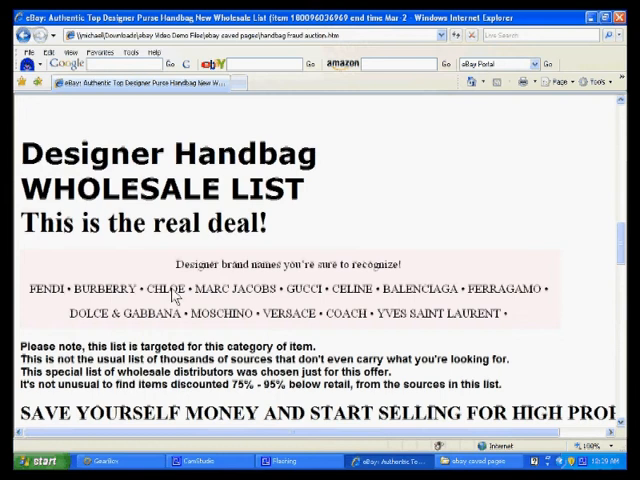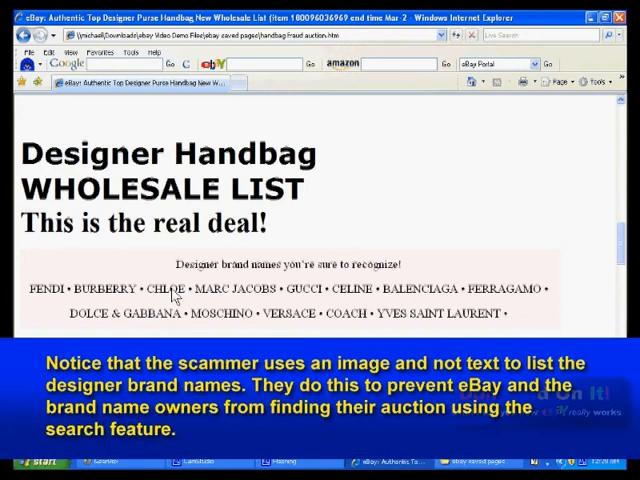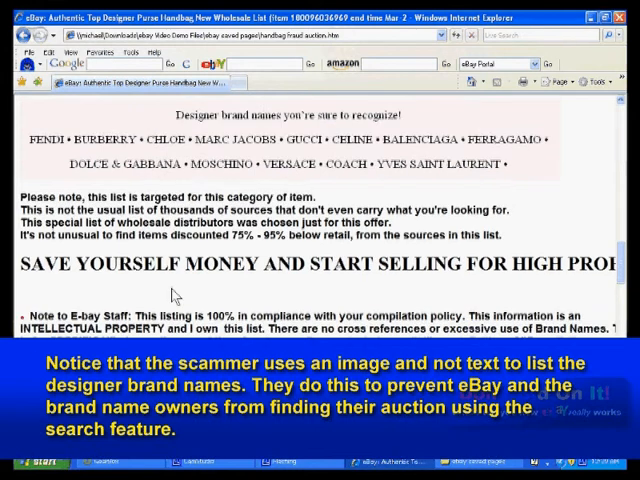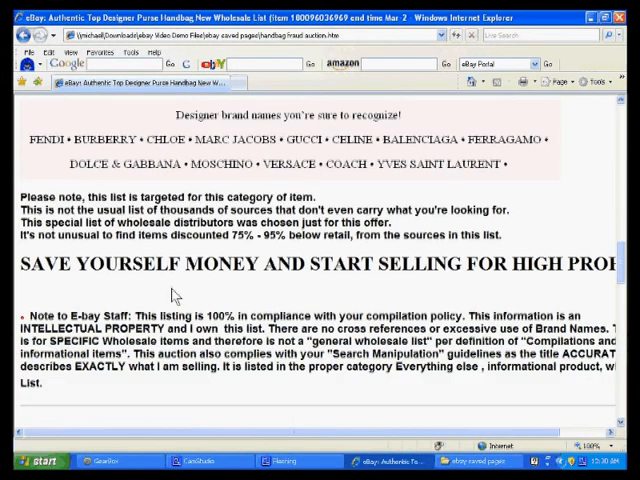As we scroll down, we see the auction listing has a number of designer brand names, and it again says, "Designer Handbag Wholesale List, this is the real deal." Again, they also show the photograph of the purse at the bottom. This auction is not actually selling a purse, it's selling a list of companies. You'll notice this one also has a note to eBay staff: "This listing is 100% in compliance with your compilation policy." Any auction that has to give a notice saying that it's in compliance, or saying that it's legal, or saying that it's trustworthy should not be trusted.